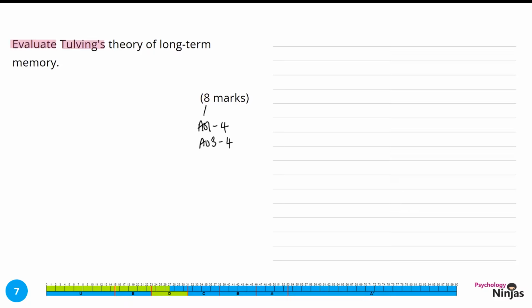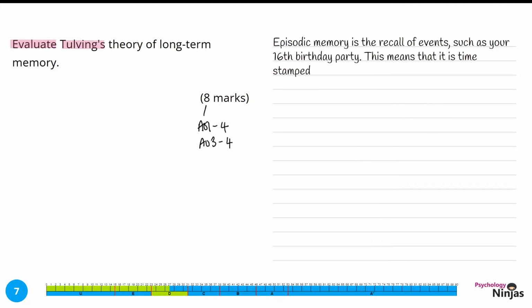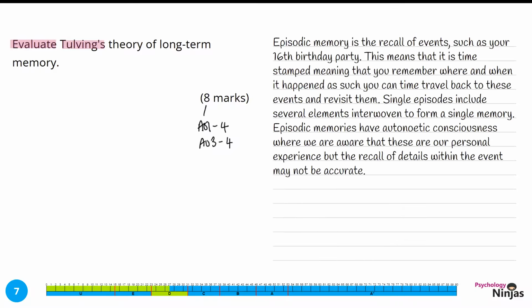of memory. We're going to start by explaining a concept within Tulving's long-term memory. Episodic memory is the recall of events, such as your 16th birthday party. This means that it is time-stamped, meaning that you remember where and when it happened. As such, you can time travel back to these events and revisit them. Single episodes include several elements interwoven to form a single memory. Episodic memories have an autonoetic consciousness, where we are aware that these are our personal experience, but the recall of details within the event may not be accurate.